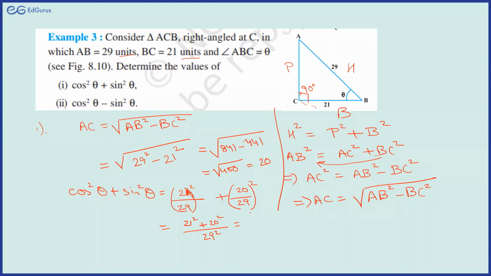ठीक है? This is 441 plus 400 divided by 841. So this is 841 divided by 841, which is 1. So our answer is cos square theta plus sin square theta is 1. ठीक है?